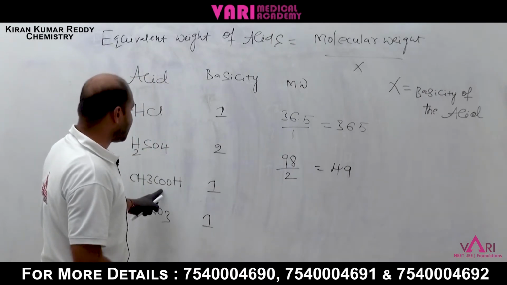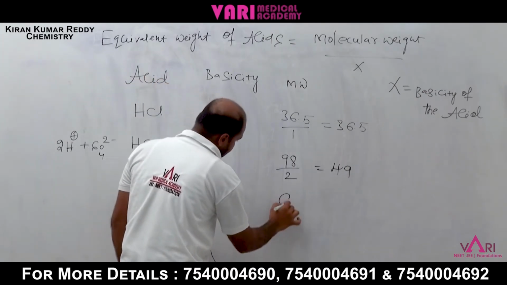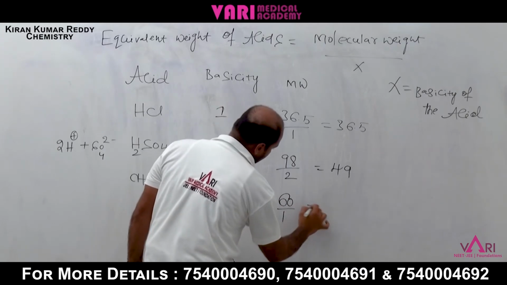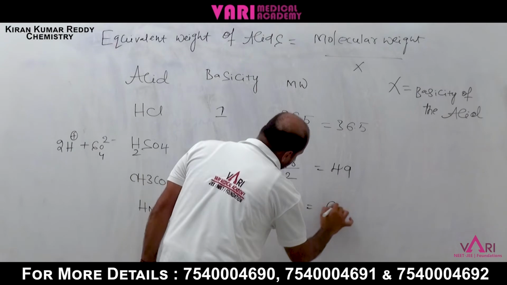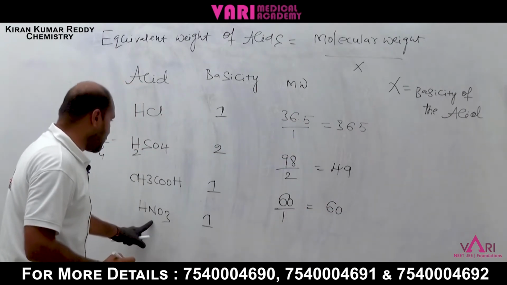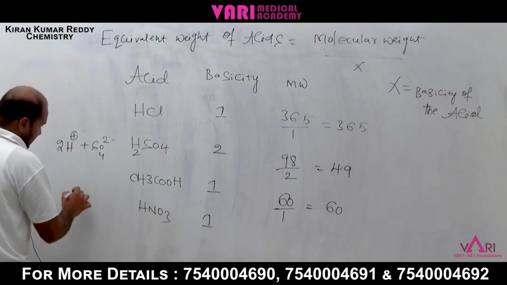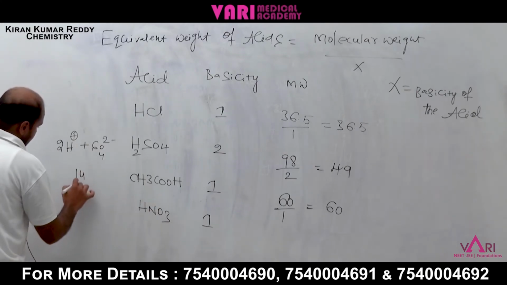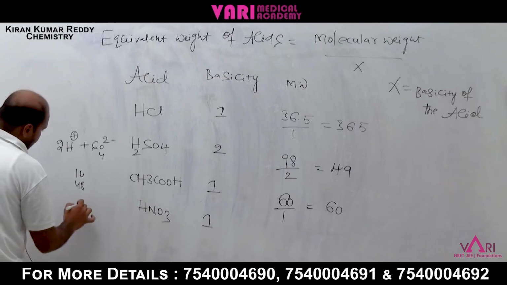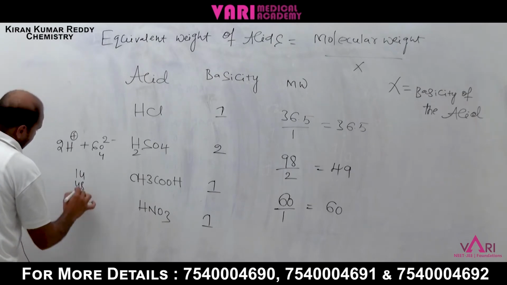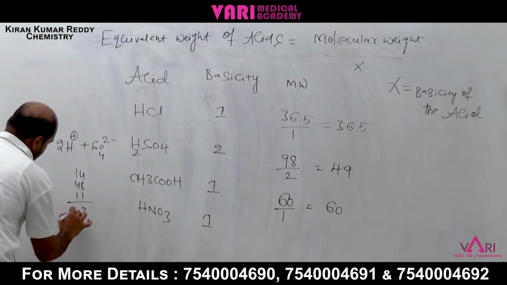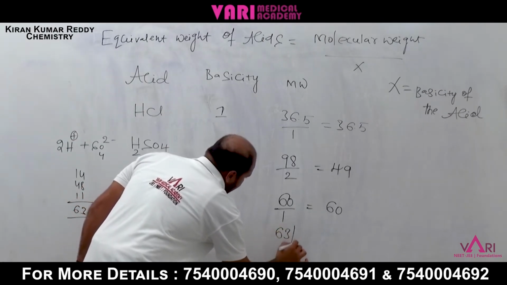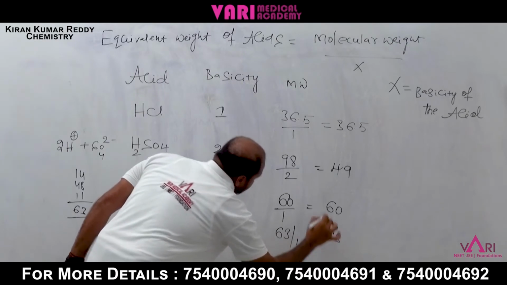If you take acetic acid, the molecular weight is 60, basicity of the acid is equal to 1, so that is equal to 60. If you take HNO3, nitrogen is 14, oxygen is 48, hydrogen is 1, total 63. Now 63 by 1, that is equal to 63.